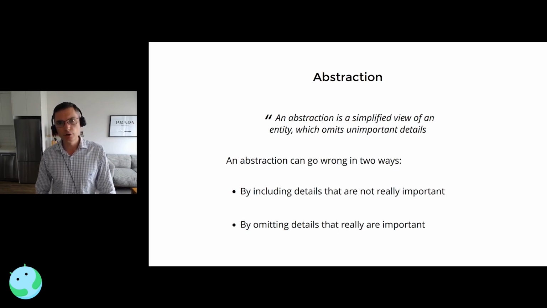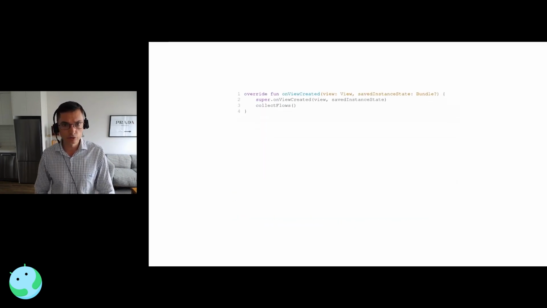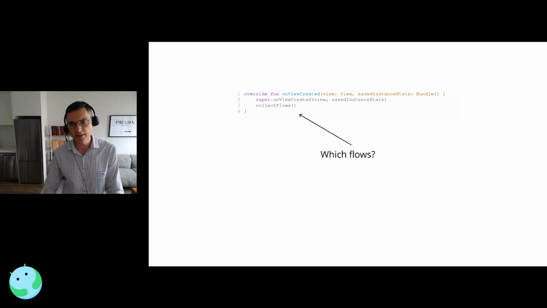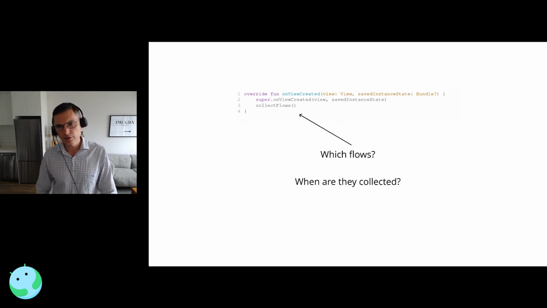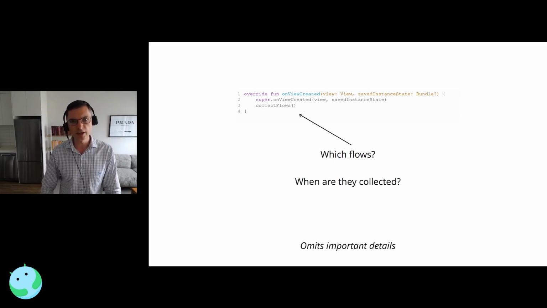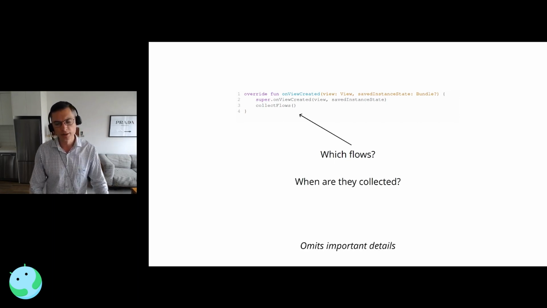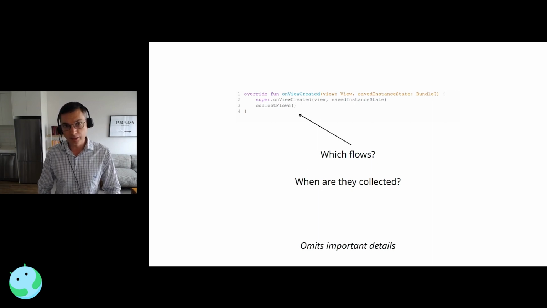Now, if we look at this collect flows function in isolation, you might wonder which flows, and when are they collected? You could argue that those are actually important details, and the fact that they're important is suggested by the fact that if I saw that function in isolation, I'd immediately want to go to the definition and see the implementation.